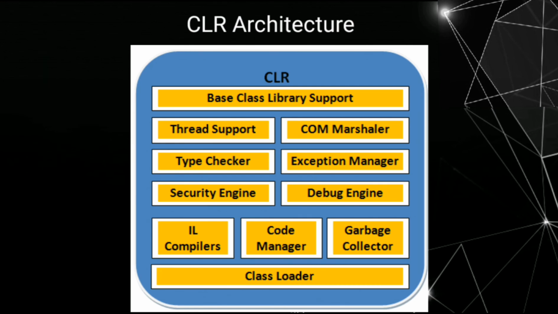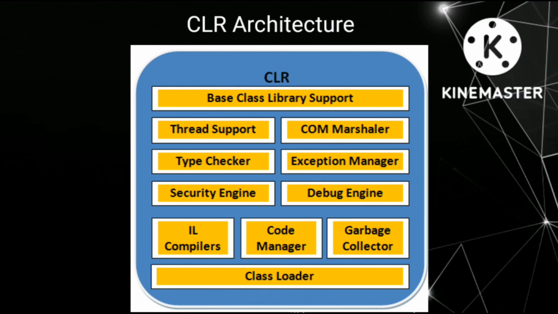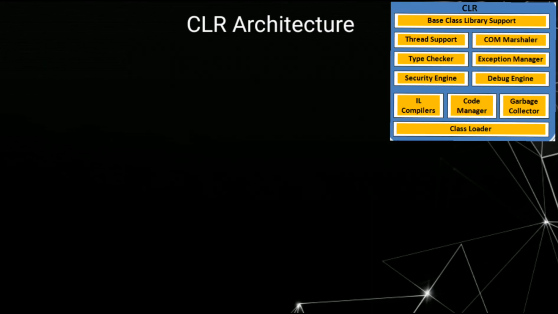Architecture of CLR. CLR contains class loader, IL compiler, code manager, garbage collector, security engine, type checker, thread support, BCL support, COM marshaller, exception manager, and debug engine.